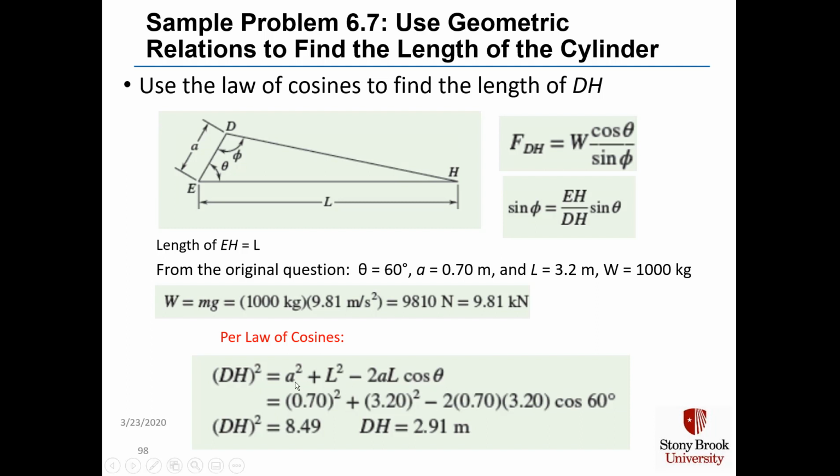And we can use the law of cosines to directly find the length of DH when theta equals 60 degrees. And using the law of cosines, we know that little a squared plus L squared minus 2AL times cosine theta is equal to DH squared. And if we just sub in numbers for A, L, and theta, we find that DH is 2.91 meters. Now W also can be calculated because it's 1,000 kilogram mass and g is 9.81 meters per second squared. So W is converted now to 9.81 kilonewtons.